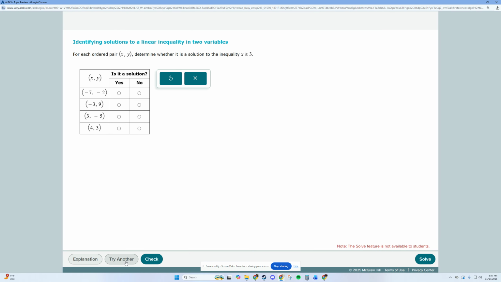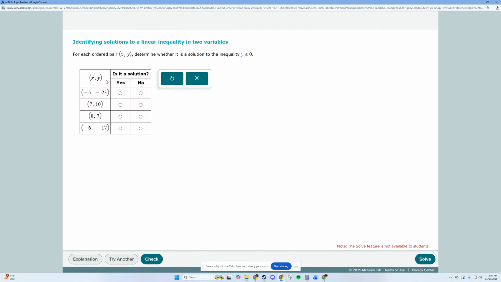Oh, this is kind of fun. So you can ignore all the y's. Which of the x's are more than or equal to 3? No, no, yes, yes. Bang. Okay, same thing, look at the y. Which of the y's are greater than 0? Yes, no.